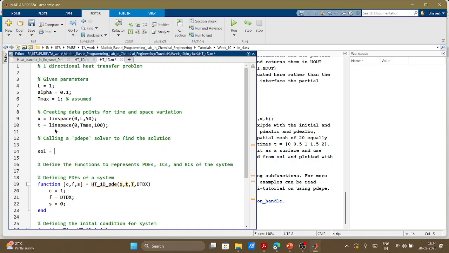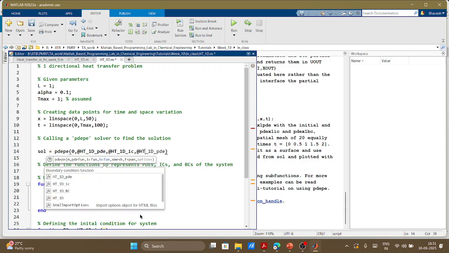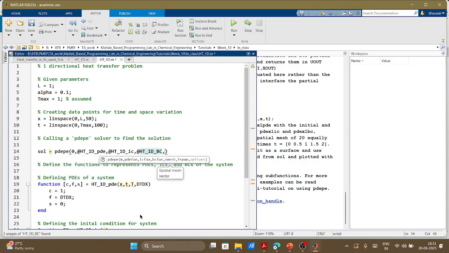So let me write solution is equal to pdepe solver. What you have to provide? You have to provide the value of m for our equation. We saw that it is 0 in this case. Then I have to call the PDE function, which is heat transfer 1D PDE. Then I have to call the initial conditions, right? So this is initial condition. You have to call the boundary conditions. Then you have to write x mesh, t mesh, and then C.